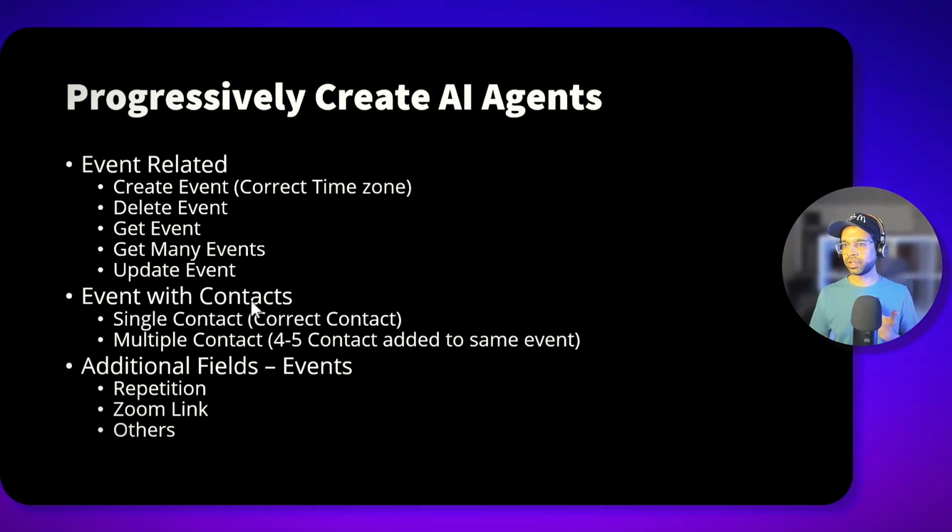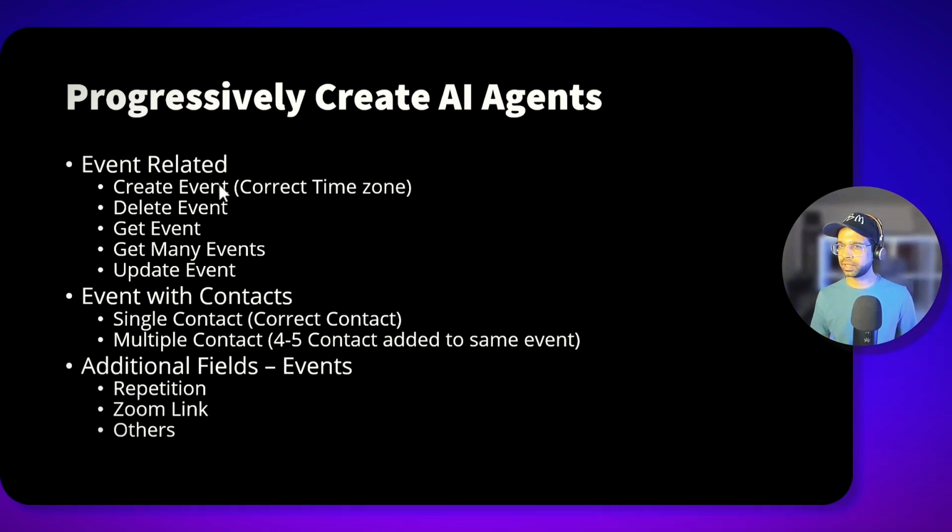Then event with contacts. Right now we'll add calendar invites, but it's not going to have any other email or any other contact within it. Next stage, after you are able to do the basics, you go on to creating single contact, multiple contact, and then additional fields, which is repetition, that is recurring calendar invites, adding Zoom links or Google Meet links, or any other activities that are possible using the interface of Google Calendar. So this is how you progressively do it.